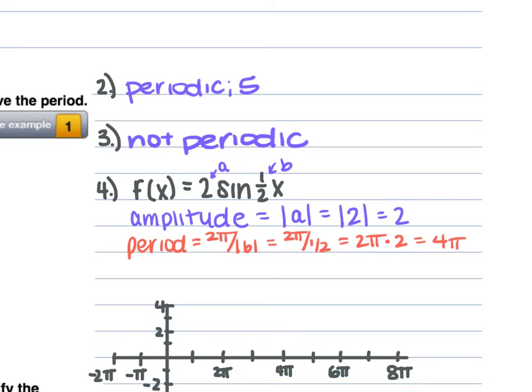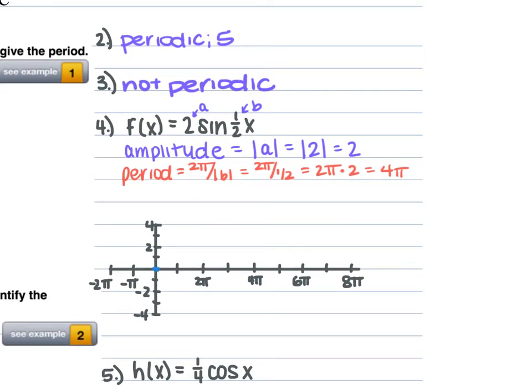So we're graphing sine, so we're going to start on the origin. Our period is 4 pi, so our ending point of this cycle is going to be 4 pi. Half of that is 2 pi. Our amplitude is 2, so we are going to go up 2 in the middle point, and then down 2 in the middle point for the last part of this period. So our graph is going to look like this.